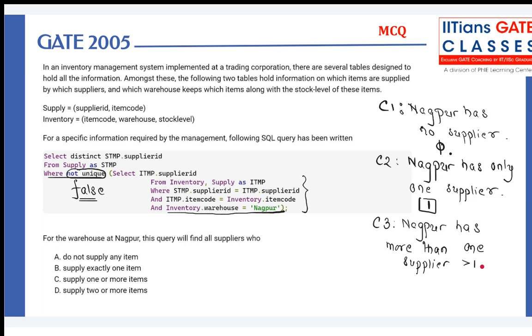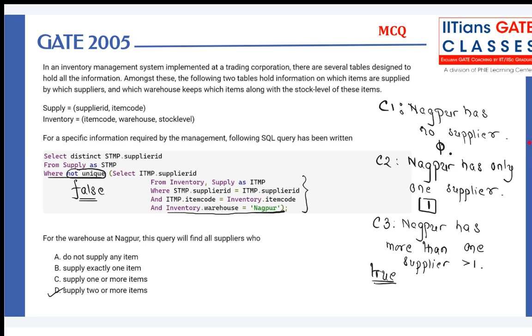So if there are more than one supplier IDs that I get, which means supplier IDs are not unique, and especially the items, right? So it will return for a warehouse at Nagpur. Only for this case, the result of the where clause would be true because the supplier IDs or the item IDs are not unique, and so your option D would be the right answer.